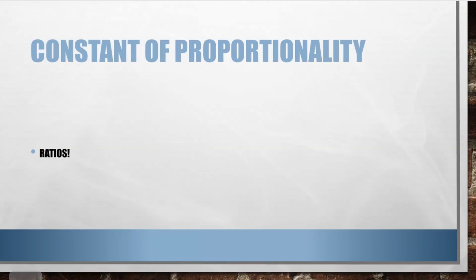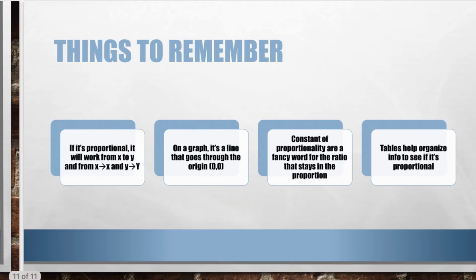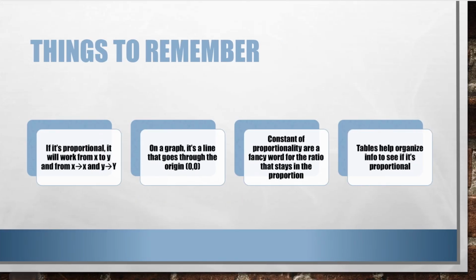So the biggest giveaway here is that it needs to have a constant of proportionality, which is really just a fancy word for ratios. There needs to be a ratio between your two values, your two quantities, that stays the same. If that constant of proportionality changes at any point, the relationship is no longer proportional. So some things to remember: if it's proportional, it will work from x to y and from x to x and from y to y.